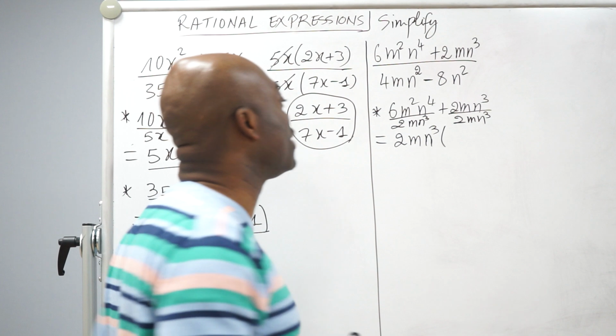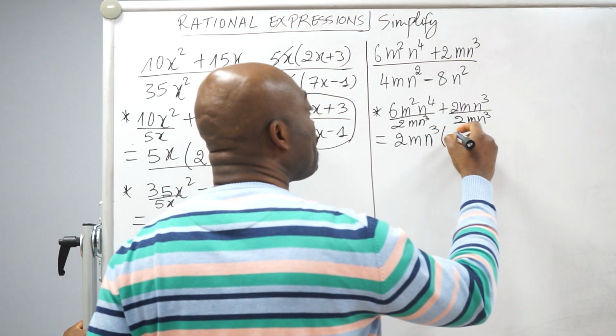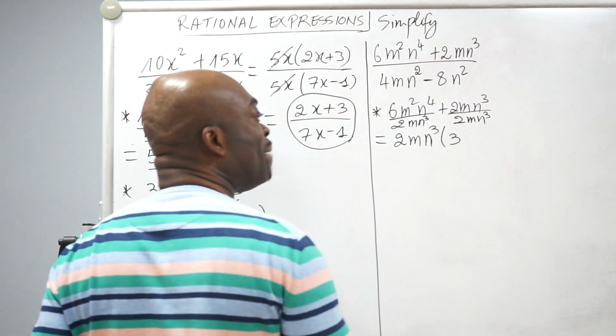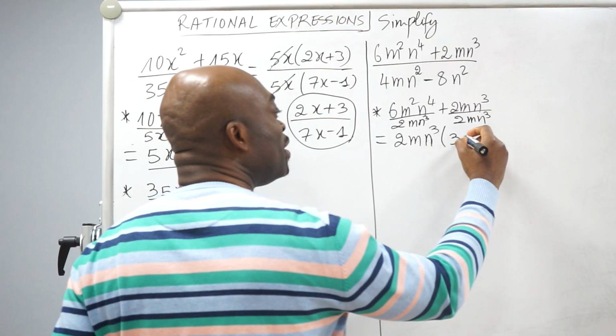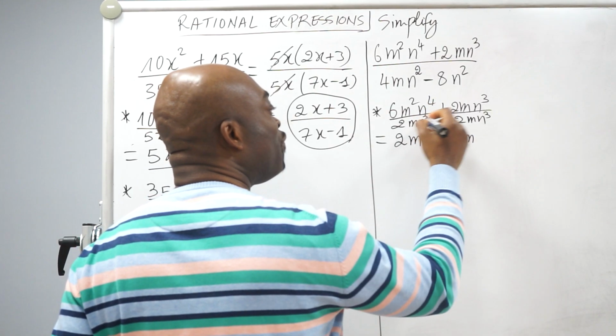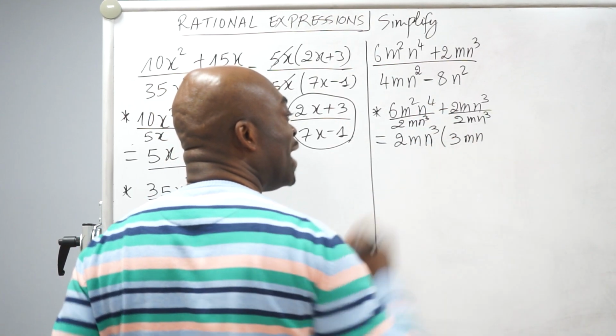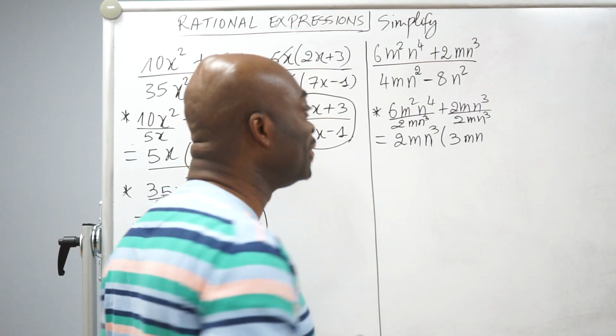All right, so what's going to be left in? 6 divided by 2 is going to give us 3. And then m squared divided by m is going to be m. And n to the fourth divided by n cubed is going to give us n. We good so far? Okay.